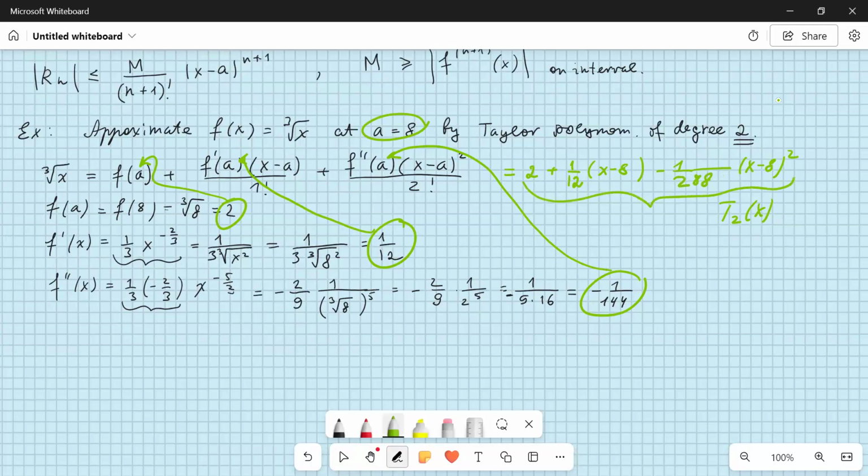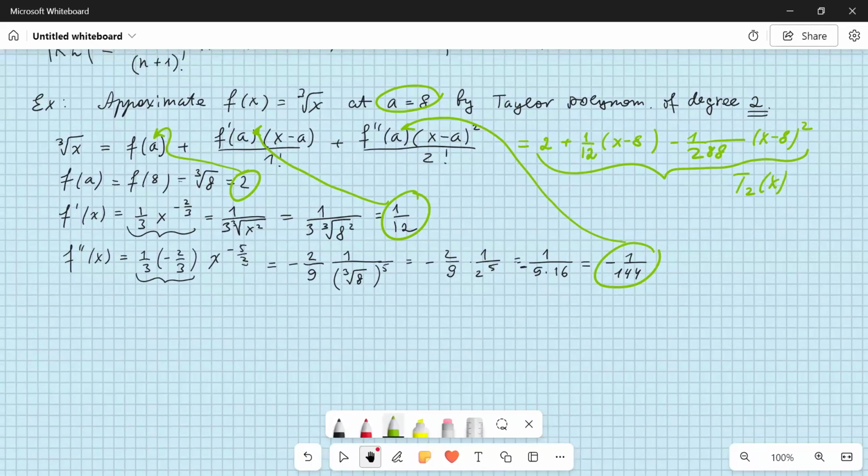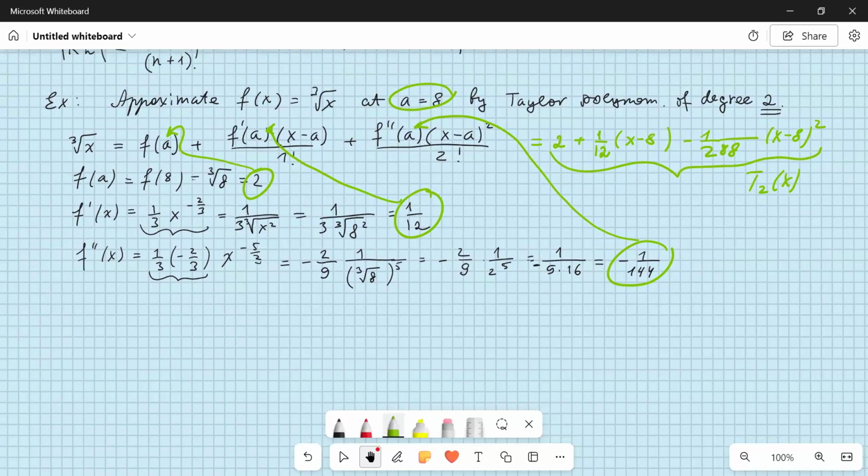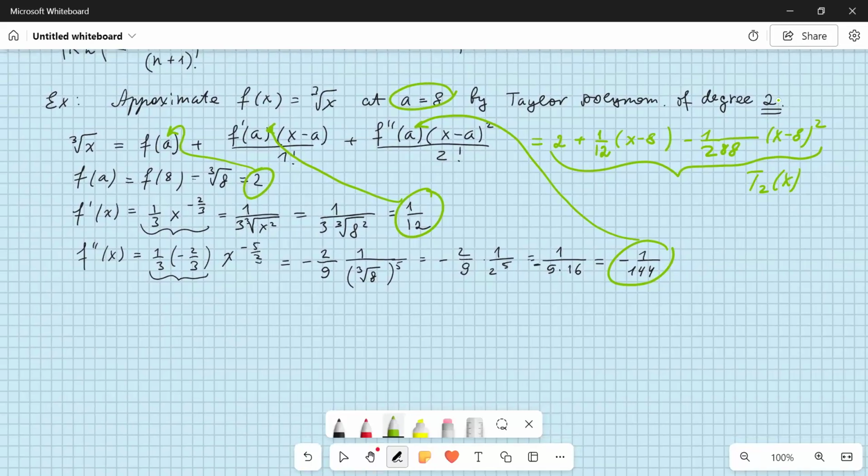And this one just disappeared, right? Very good. So we have a polynomial now. How good does this polynomial approximate my function on an interval? Let's consider an interval, for example, from 7 to 9.